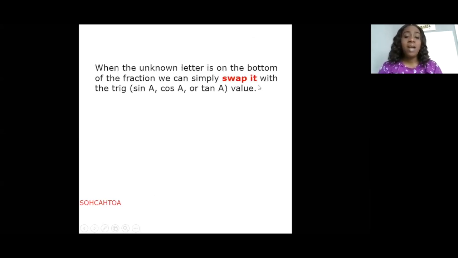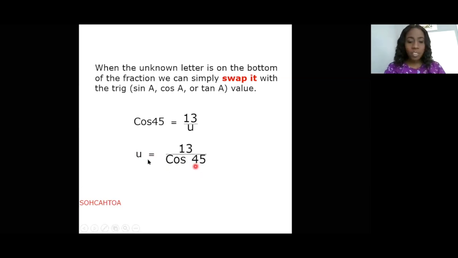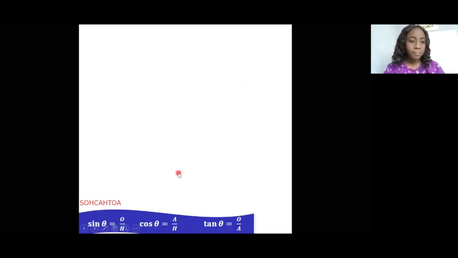Simply, when the unknown letter is on the bottom of your fraction, you just let it swap places with your sine, cosine, or tangent. So let's watch it. U is at the bottom, right? Cosine 45 is here. I'm going to let them switch places. When I let them switch places, U goes where cos 45 was. Cos 45 goes where U was. All right? Make sense? Okay, good.